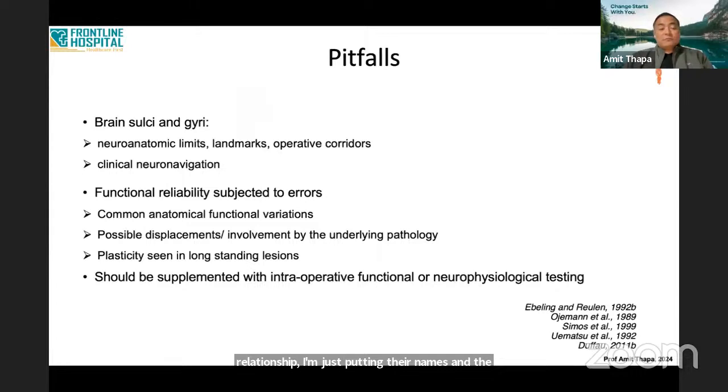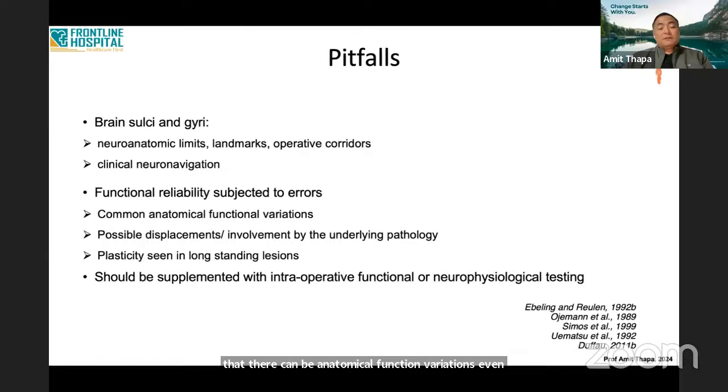However, one should understand that this craniocerebral relationship marks the localization of the cerebral gyri and sulci according to the craniometric points. And as Dr. Rivas has already said in his presentation, there can be anatomical and functional variations even between the two hemispheres.